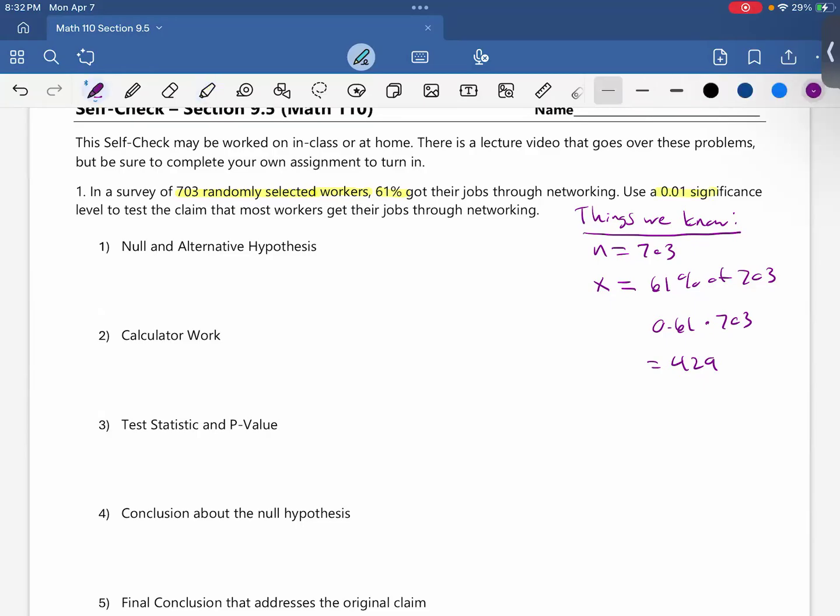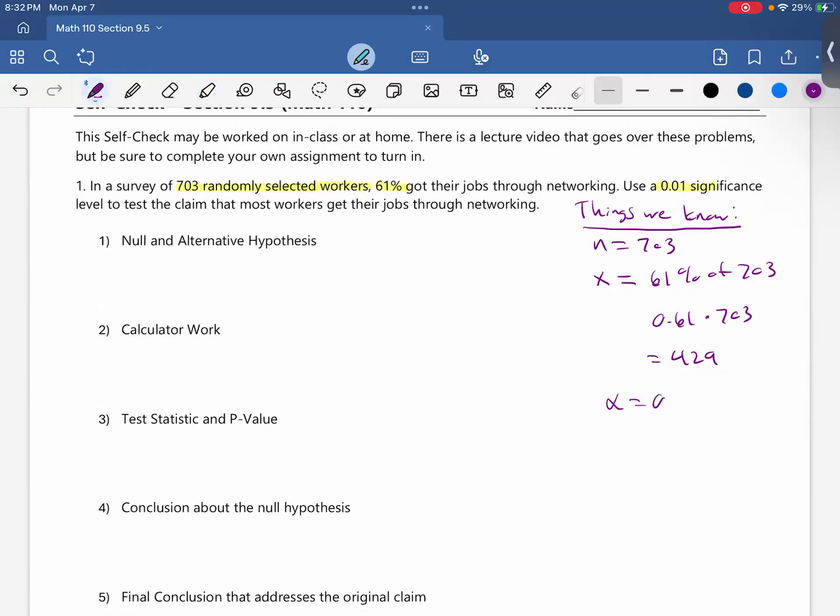Okay, what else do we know? 0.01 significance level, so alpha equals 0.01. And we know that we test the claim that most workers get their jobs through networking. So when it says most, what that means is greater than half. That's what most means. So we know p naught is 0.5.